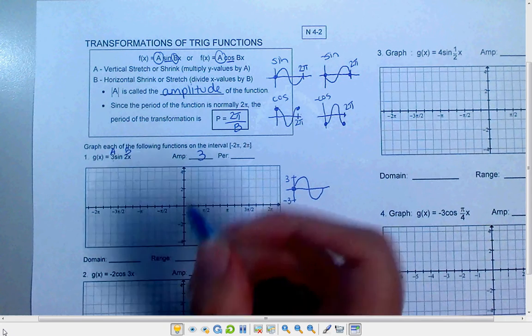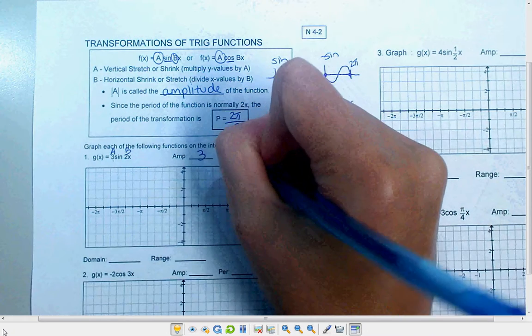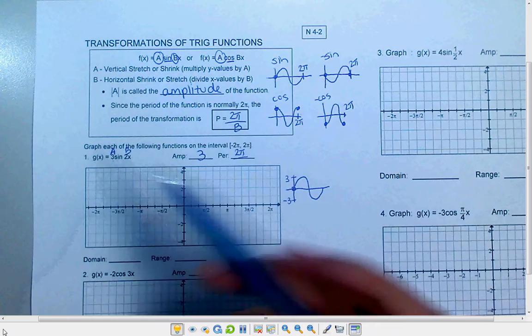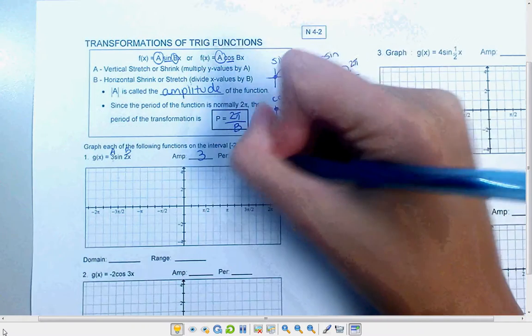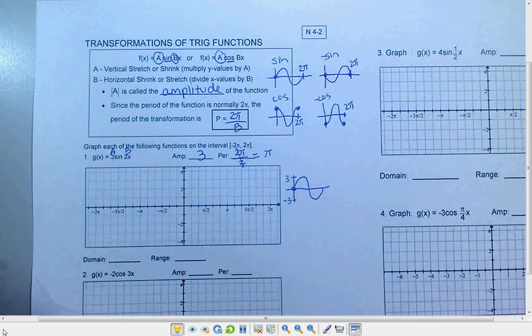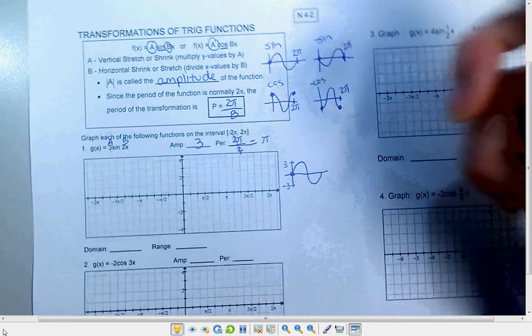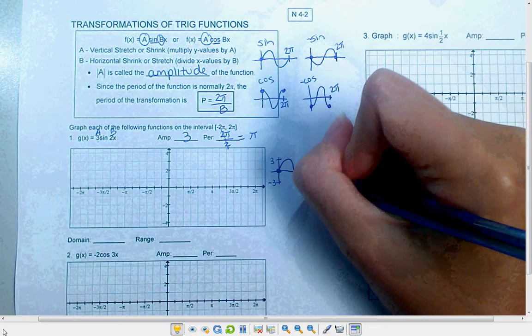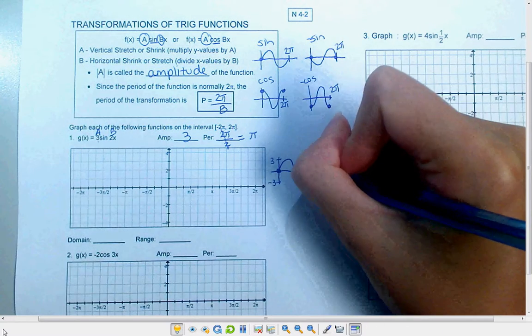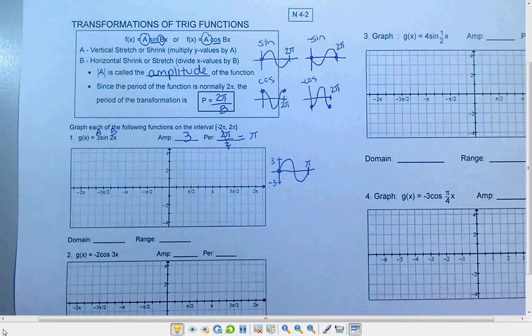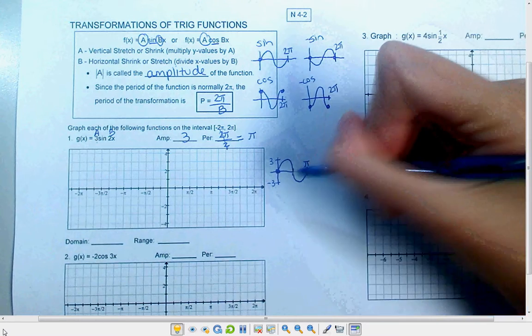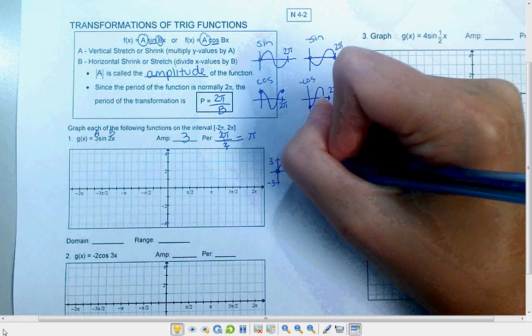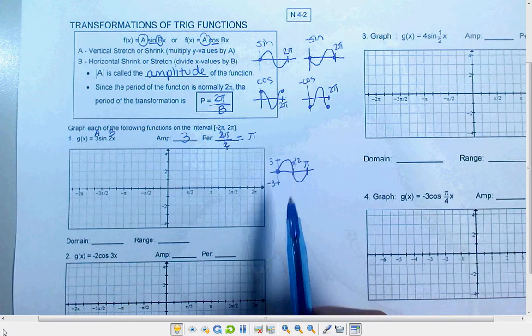And to find our period, we're going to take 2 pi and divide it by our b value, which is 2. So 2 pi divided by 2, the 2's cancel out. It just gives you a period of pi. So my new period is pi. So unlike before, where all of these ended at 2 pi, now we want this graph to end at pi. Which means that this middle part right here, this point I'm going to plot, should be at pi divided by 2, because that's right in the middle of 0 and pi.